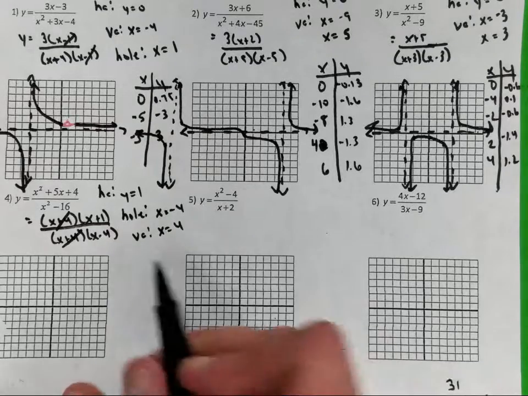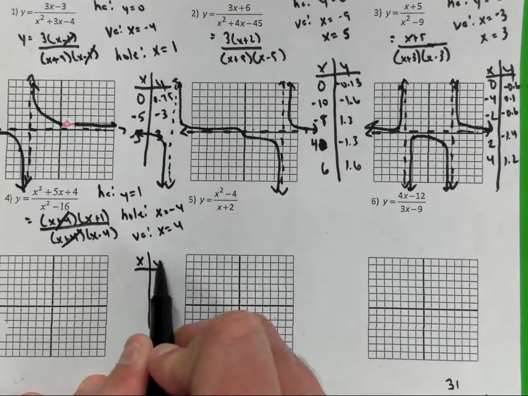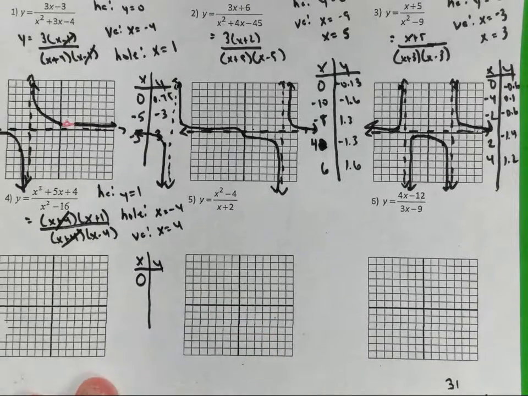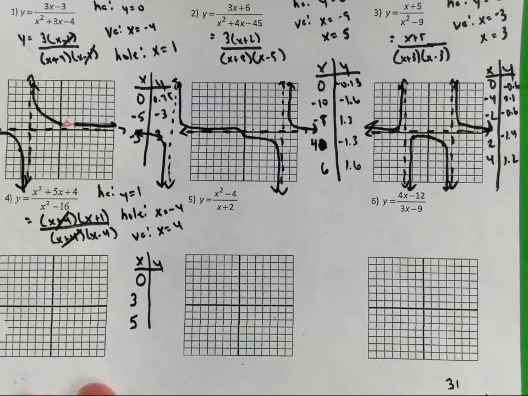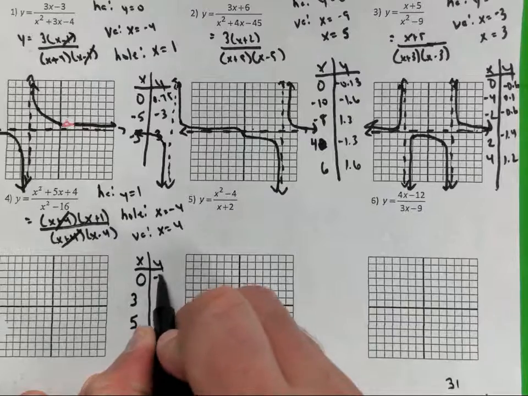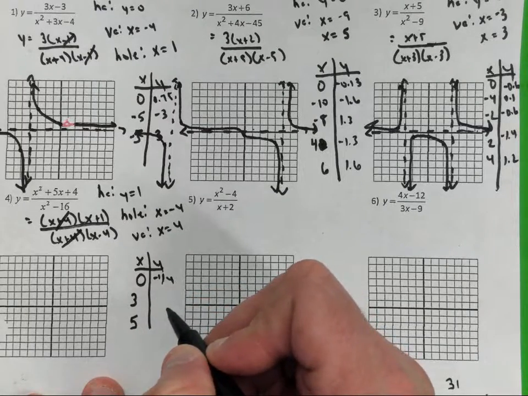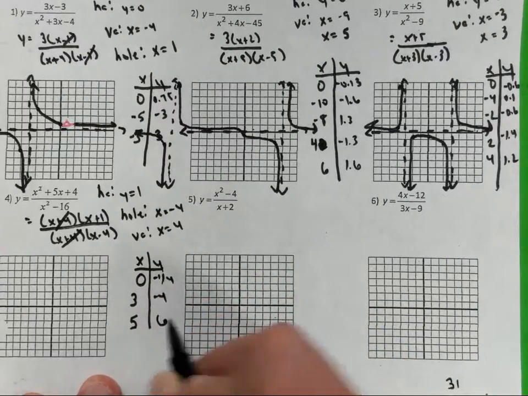Now, when I pick my values here, guys, what always goes into my x value? 0. Okay, and then I pick a point to the left and right of my hole or vertical asymptote? So I pick 3 and 5. And I'm going to tell you the answers for this one. So 0 is -1/4, 3 is -4, and 5 is 6.